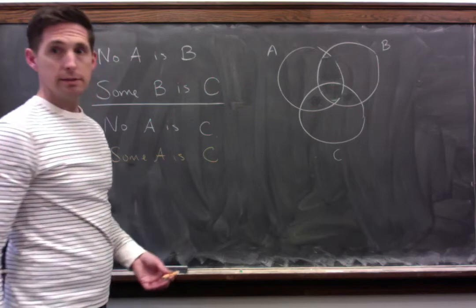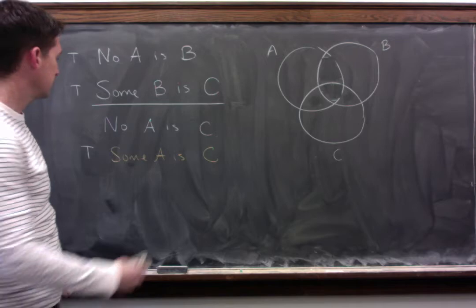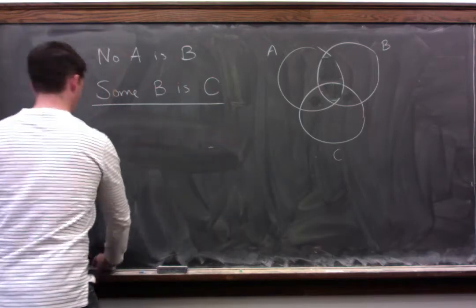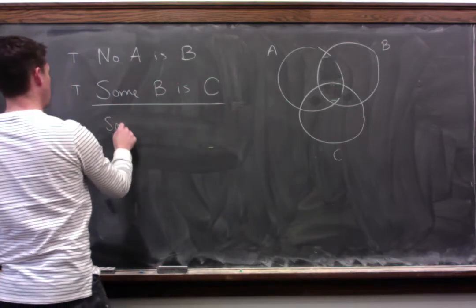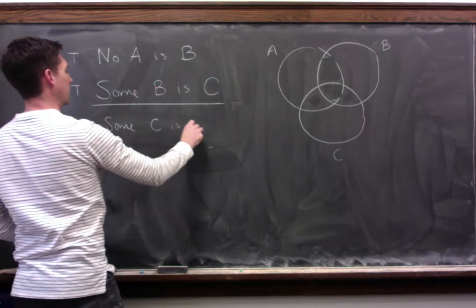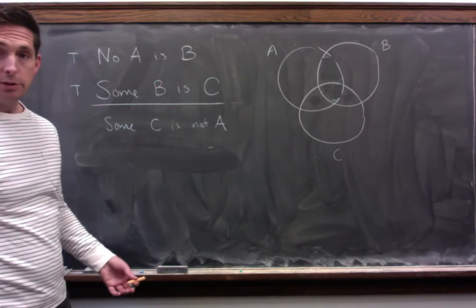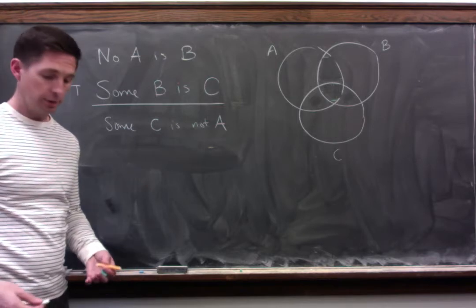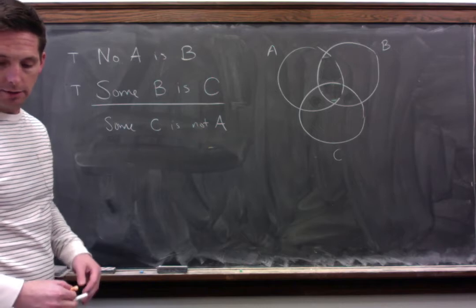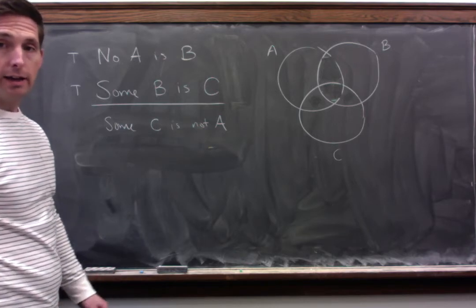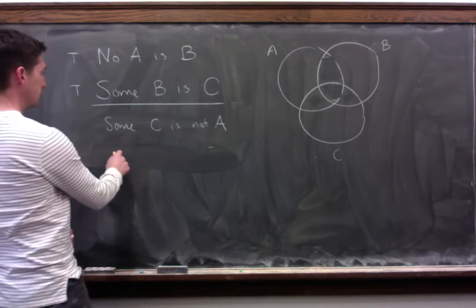So we're going to have the same premises, no A is B, some B is C, but our conclusion is going to be some C is not A. So we have the same first two premises, but a different conclusion. And again, our first step always is to write down the negation of the conclusion. So what's the negation of some C is not A? Well, if that's false, if it's not the case that some C is not A, then all C's are A.